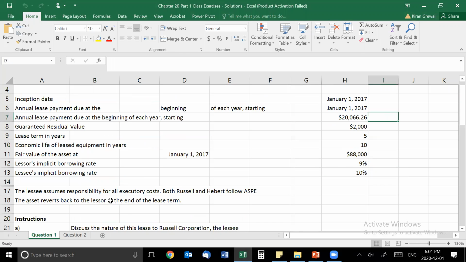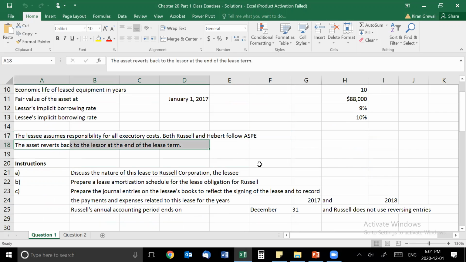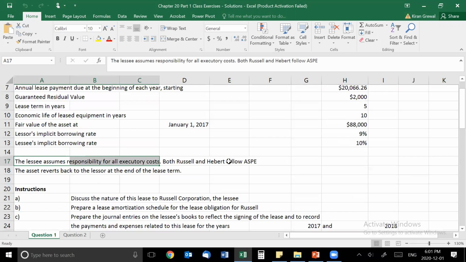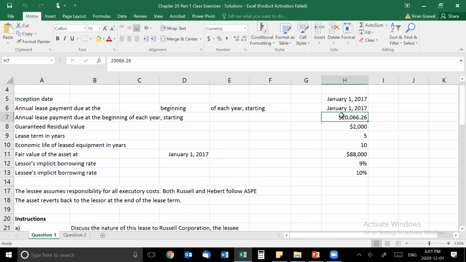Okay. So what I want you to do, we're just going to do part A for now, is discuss the nature of the lease for the lessee, and they follow ASPE. Okay? And it says the asset reverts back to the lessor at the end of the lease term. The lessee is responsible for all executory costs, which means there's no executory costs included in this lease payment. So if it said that this $20,000 includes $3,000 for maintenance, we'd have to take the $3,000 out when determining the present value. Okay, so in this case, there's no executory costs included in our lease payment.